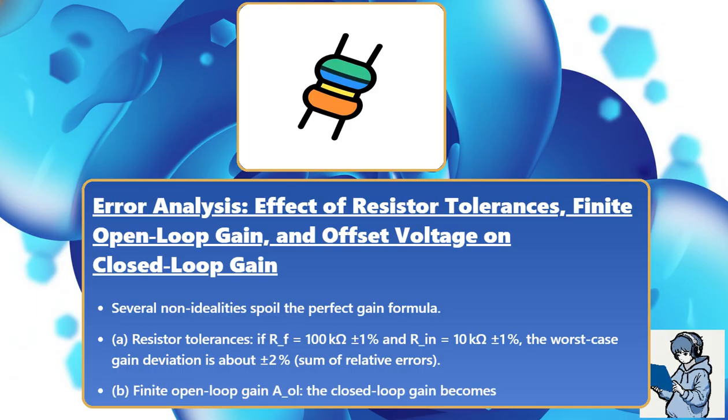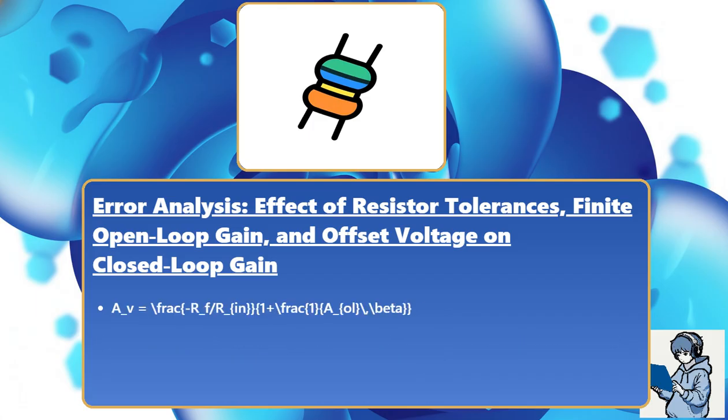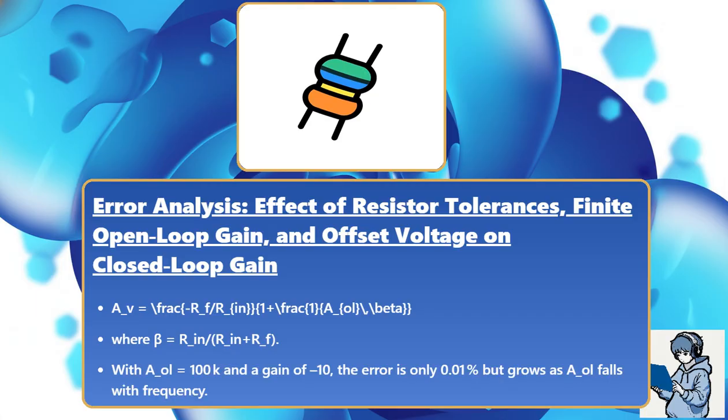B. Finite open-loop gain a_OL. The closed-loop gain becomes A_V equals negative R_F over R_in divided by (1 plus 1 over a_OL beta), where beta equals R_in divided by (R_in plus R_F). With a_OL equals 100 kilohms and a gain of -10, the error is only 0.01%, but grows as a_OL falls with frequency.